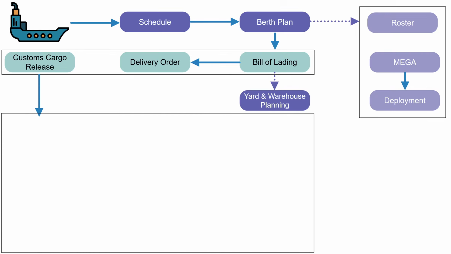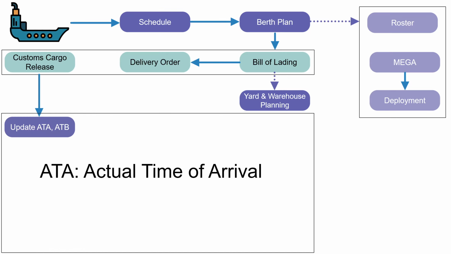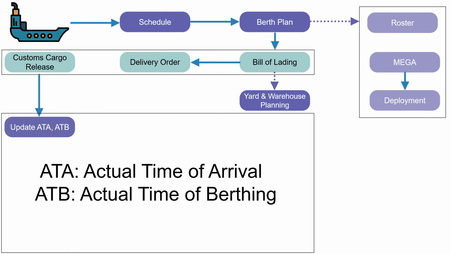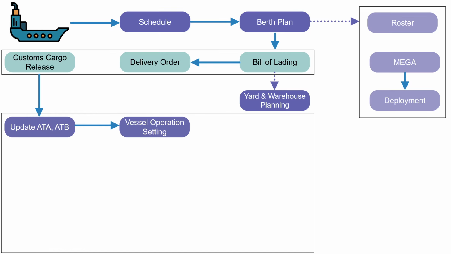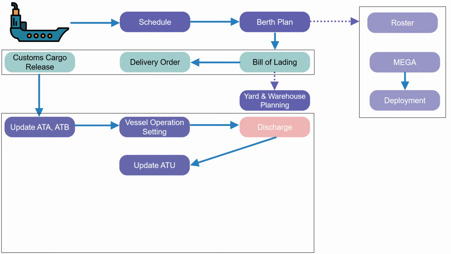Upon the vessel's arrival and berthing, internal users will update the actual time of arrival and actual time of berthing. Then, they will use the vessel operation settings to set the start and end dates for vessel operations. After that, the cargo will be unloaded. Once unloading is completed, the vessel will depart.